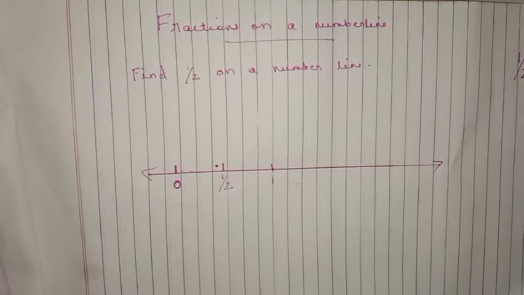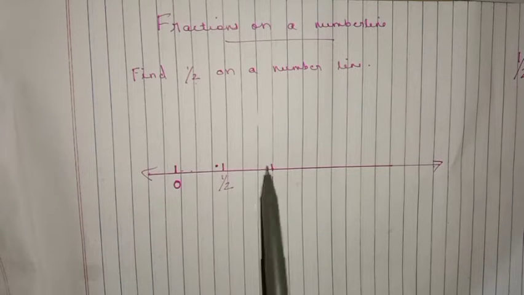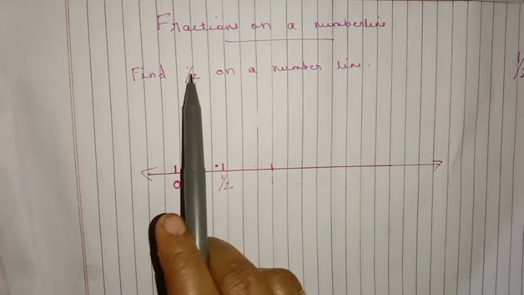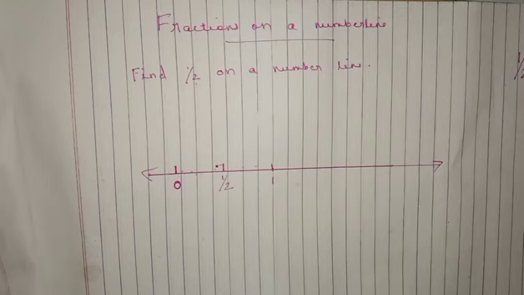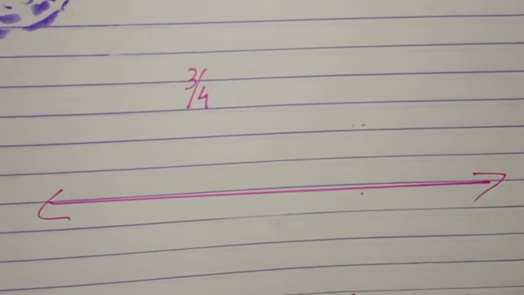Okay, 1/2. Understand? 1/2 means here 2 portions. So you can divide this number line in 2 equal parts. Then 1/2 means 1 portion is here. It is half. So this way you can represent the half on a number line. We can do one more question. Next, you can represent 3/4 on a number line.